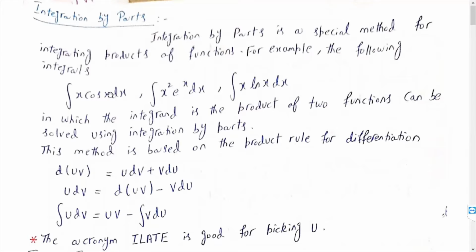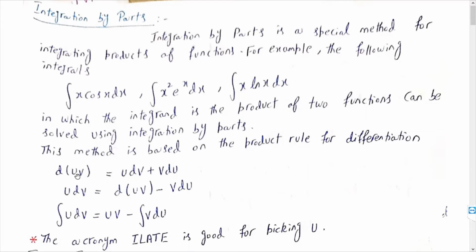Like you can see, two functions are multiplying in these. These are examples of functions where two functions are multiplying, and we can solve them by using integration by parts. Now, this method is based on the product rule of differentiation.